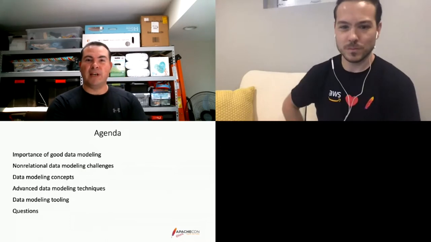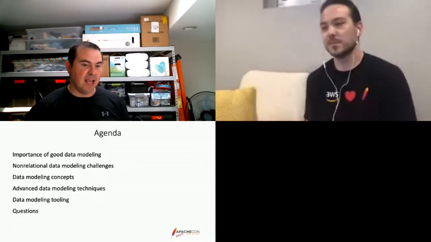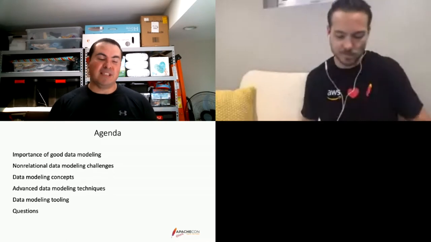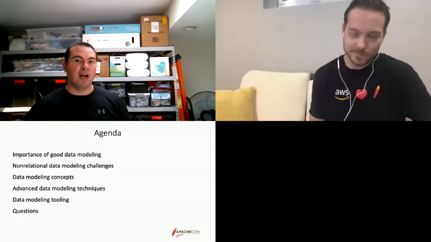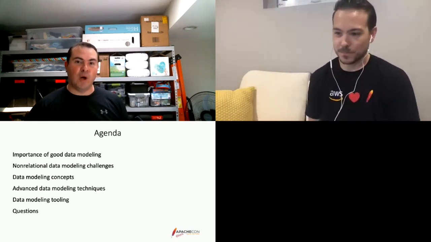Then we'll talk about some of the challenges of building good non-relational data models, especially for those folks coming to Cassandra for the first time but with a relational background in something like Postgres or Aurora or MySQL. Then Michael will talk about some of the key data modeling concepts he uses day in and day out with customers in the field, as well as some of the techniques he uses with customers to help them build these massively scaled applications. Finally, we'll talk about some of the tooling we use. We actually have a pretty exciting announcement in that part of the session today, and then we'll leave some time at the end for questions.